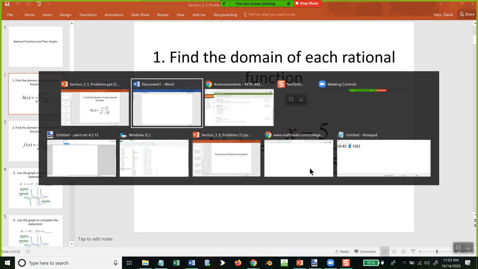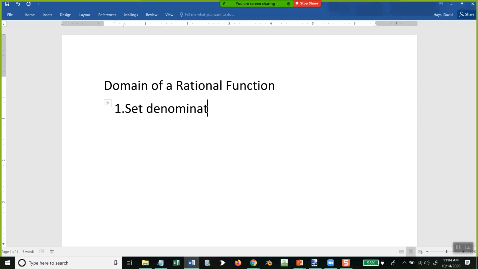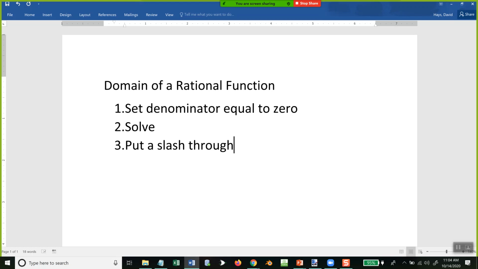Let's find the domain of a rational function. You've already seen this. Step 1, set the denominator equal to 0. Step 2, solve it. And step 3, put a slash through the equals. We saw this back when we were covering the domain of a function.